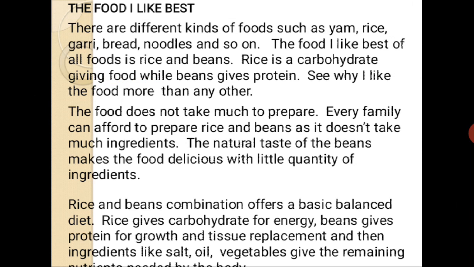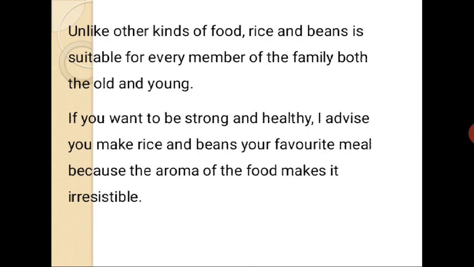Now the second point, or the second reason why the writer likes rice and beans is in the second paragraph. Rice and beans combination offers a basic balanced diet. Rice gives carbohydrates for energy. Beans gives protein for growth and tissue replacement. And then ingredients like salt, oil, vegetables give the remaining nutrients needed by the body.